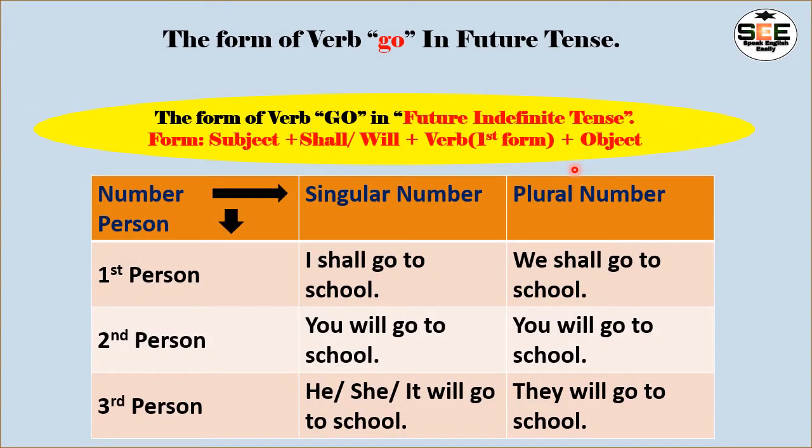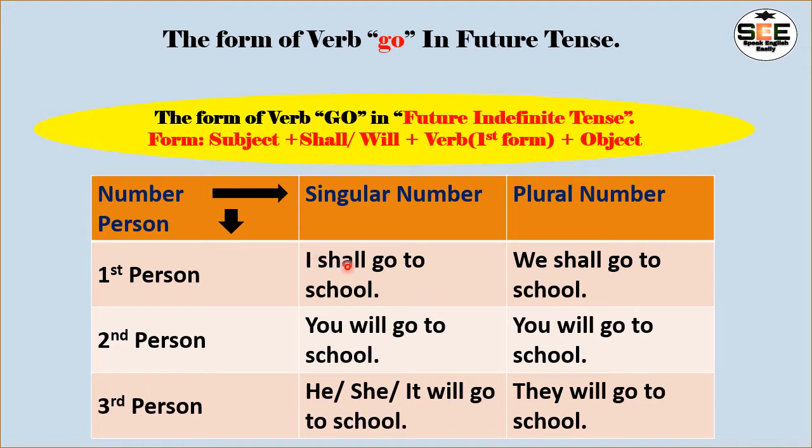Here there is a table, and with this table we can easily understand how to write a future indefinite tense with verb go. This arrow marking indicates the number; we know there are two numbers, singular number and plural number. Downwards, the arrow marking indicates person: first person, second person and third person.